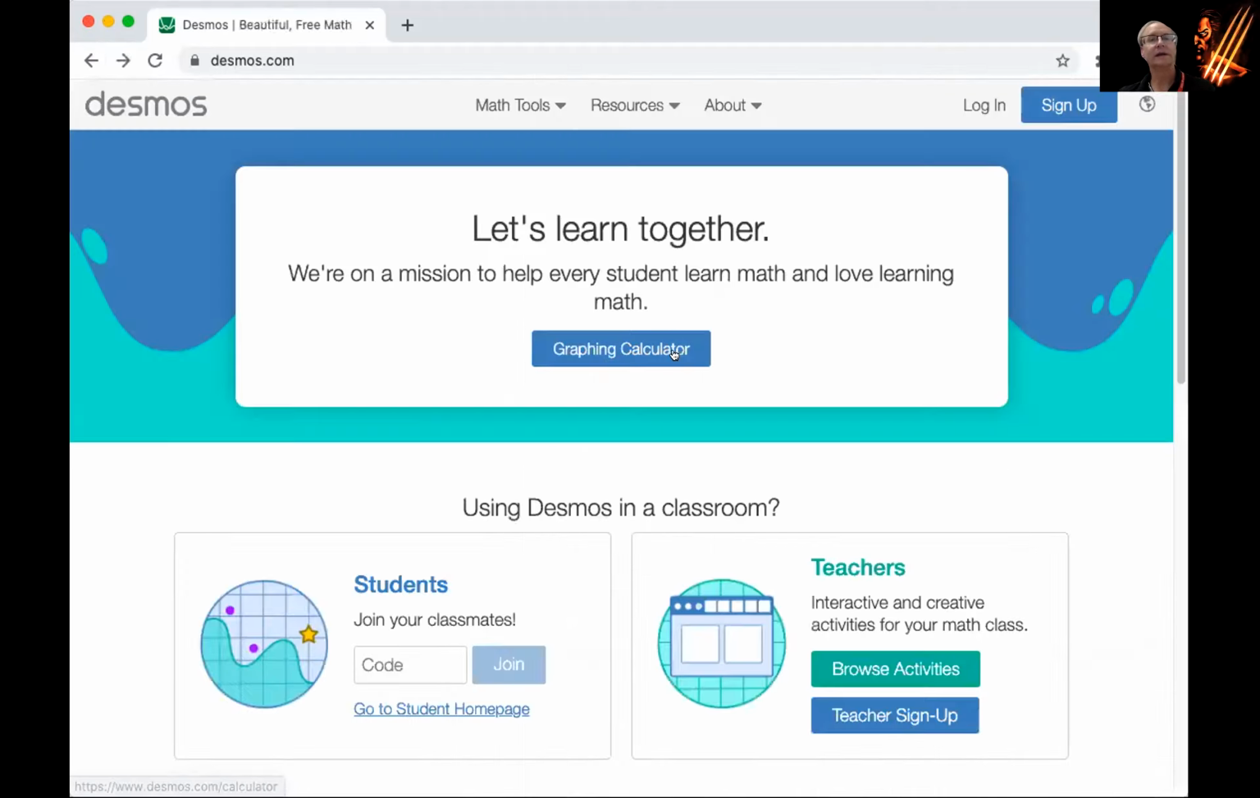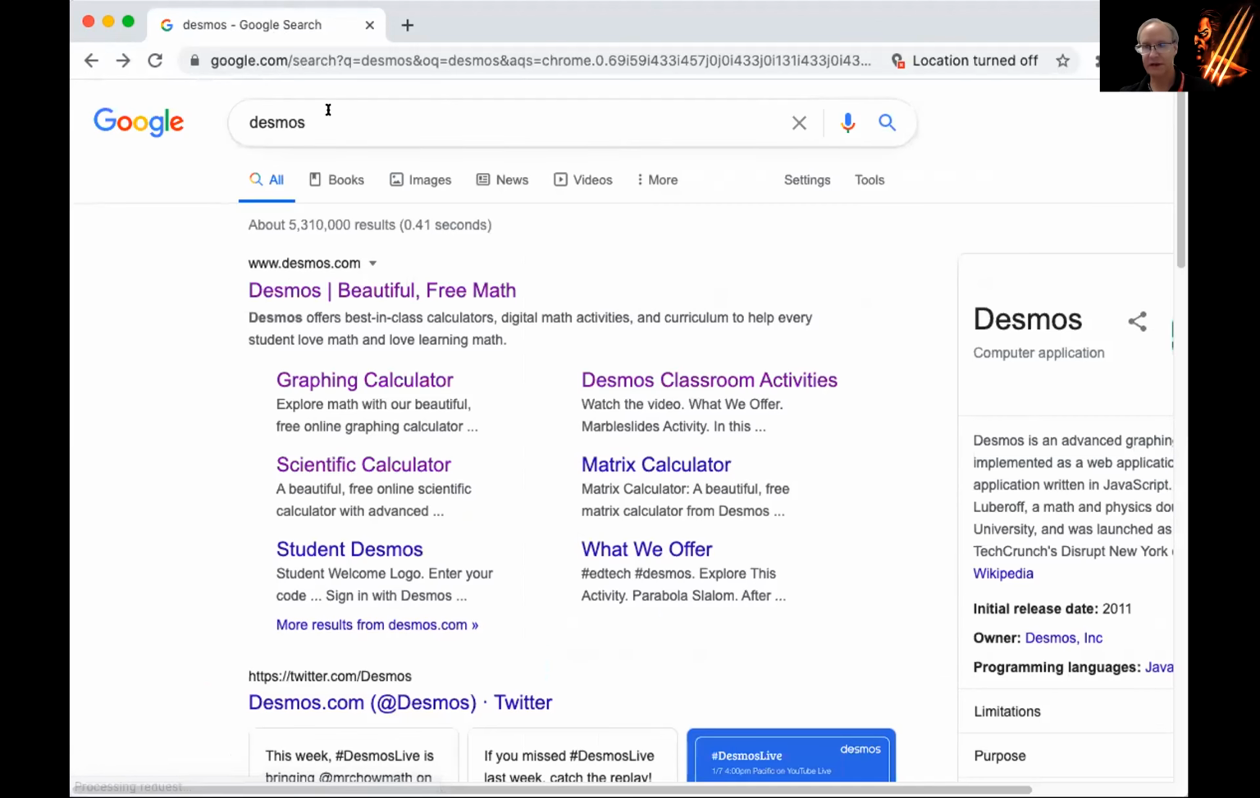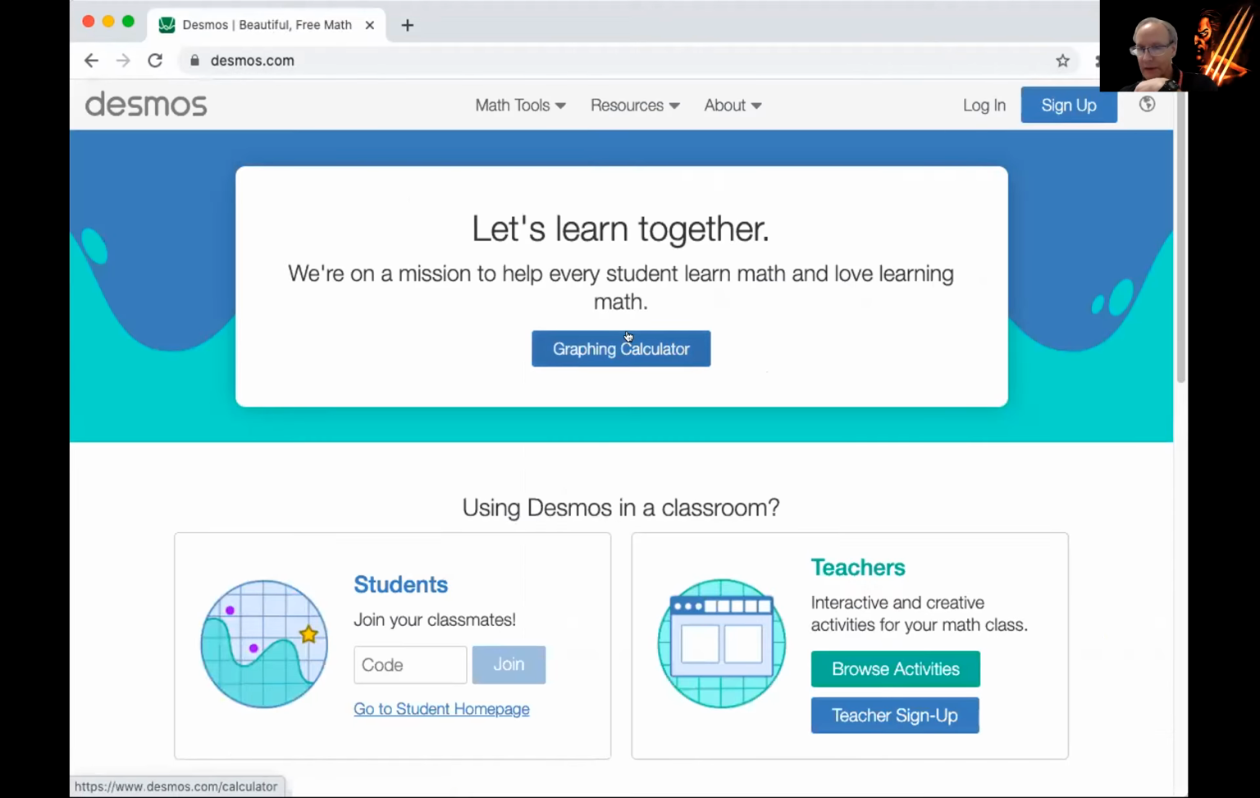Anyway, what I did was I went to any search engine like this. I typed Desmos. Now it's working. Okay. And I typed Desmos. I hit return. I go to Desmos. I hit my graphing calculator.